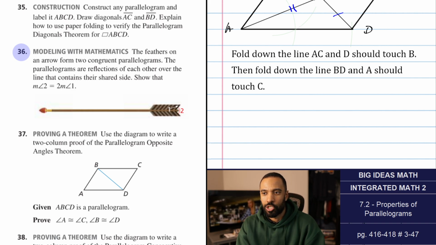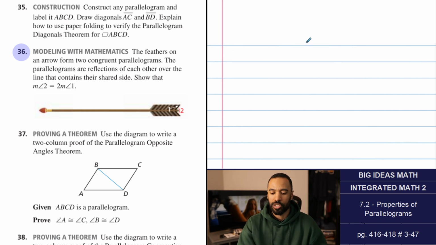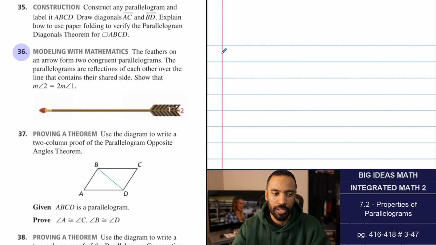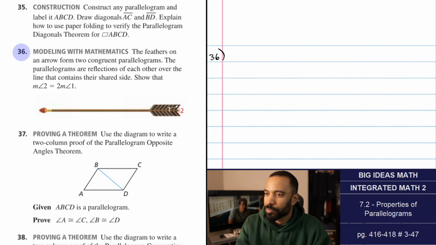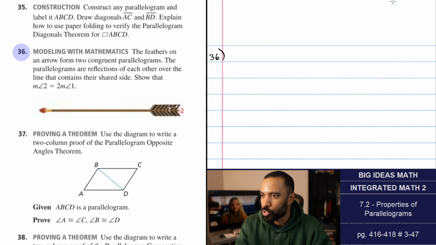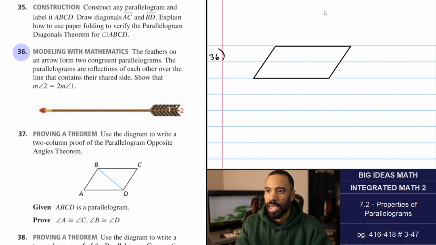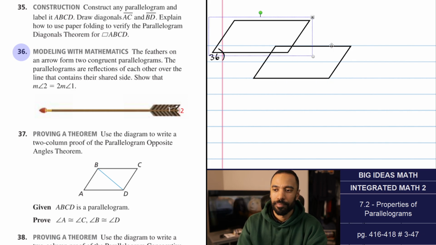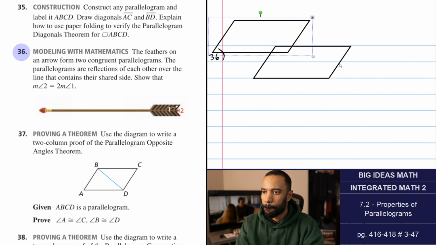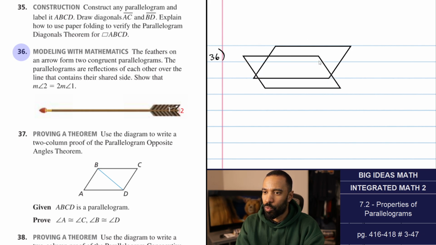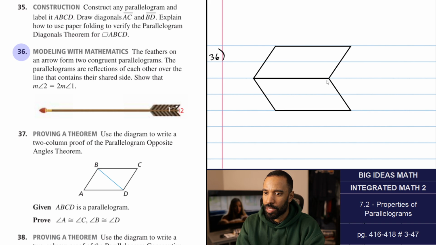This is probably best that I kind of draw my own. I don't need the whole arrow. I just need parallelograms that are opposite each other, a reflection of one another, sharing a side. So let's go parallelogram tool and draw one of these. And I'm going to duplicate it, flip it over, and place one on top of the other like so. Okay, this is what they're talking about.